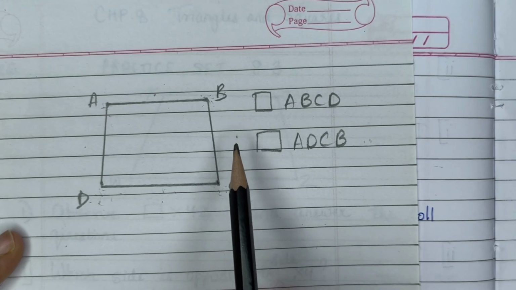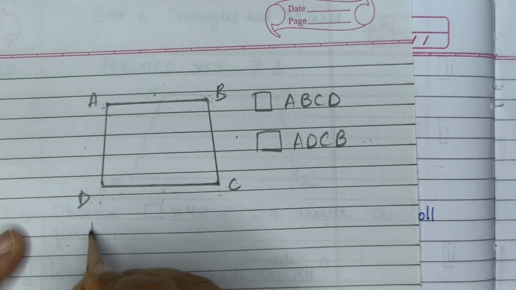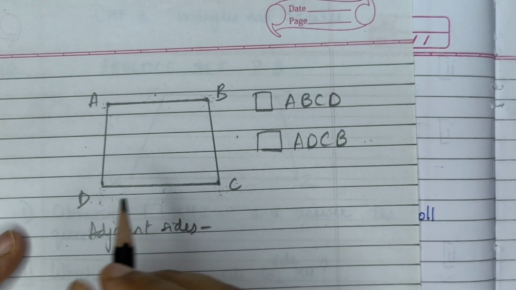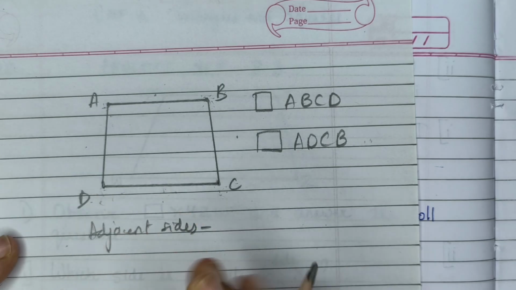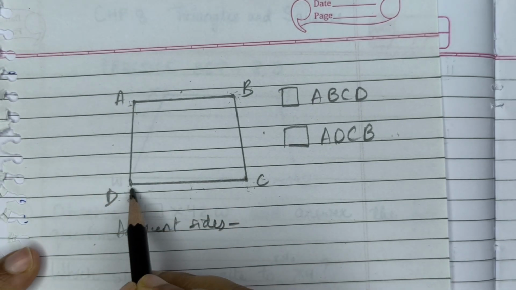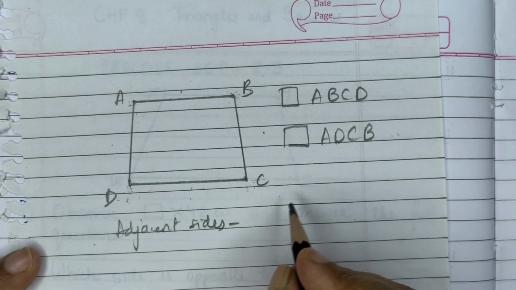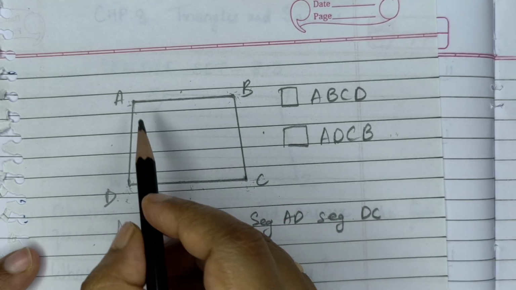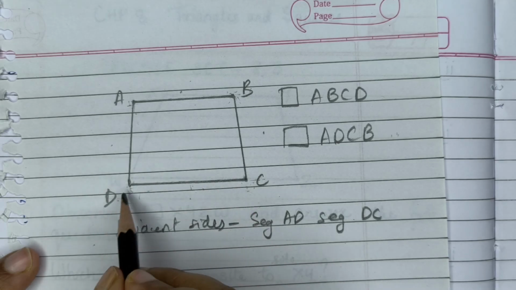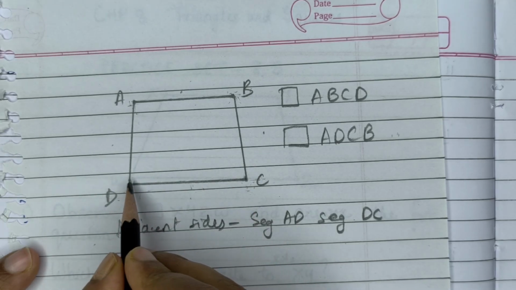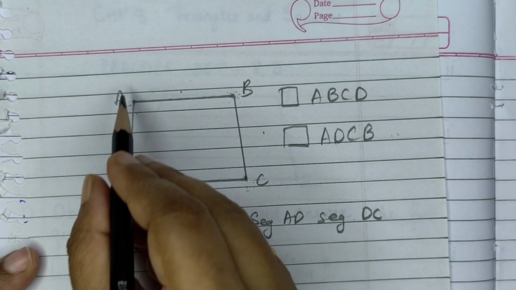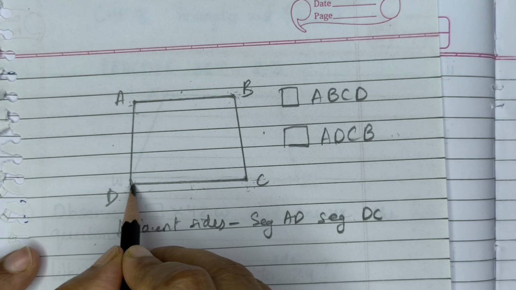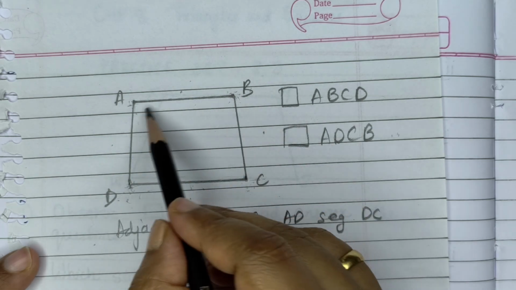Understood? Now see what are adjacent sides. Adjacent sides means they have a common vertex. Their arms are joint. Like suppose see here, segment AD and segment DC. AD and DC can be called adjacent sides. Why? Because they have a common vertex. They are joint over here at the vertex. So this side and this side, which meet at the vertex, are called adjacent sides.